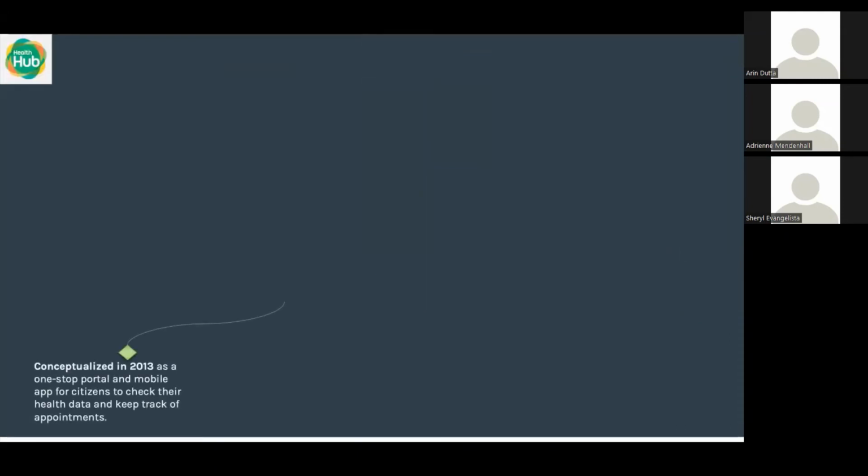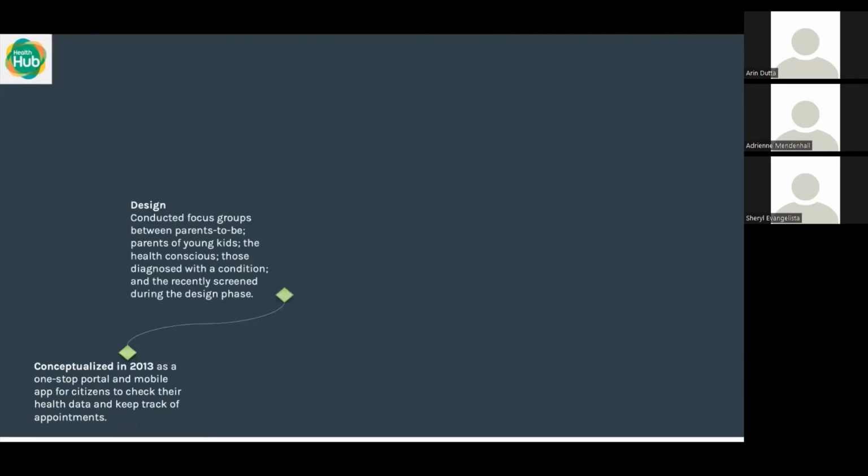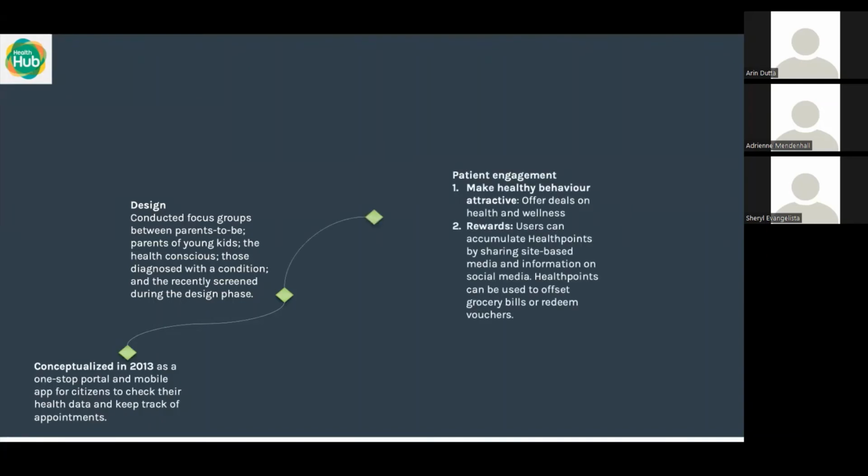So it was launched in 2013 to be this one-stop shop for the national healthcare system, but it really did start with the health data. And so in order to really understand what users wanted, they conducted focus groups with a variety of populations to look at how people wanted to be able to use the portal and what was most important for them. One of the goals is to be able to make healthy behavior very attractive. So this is through Health Hub.